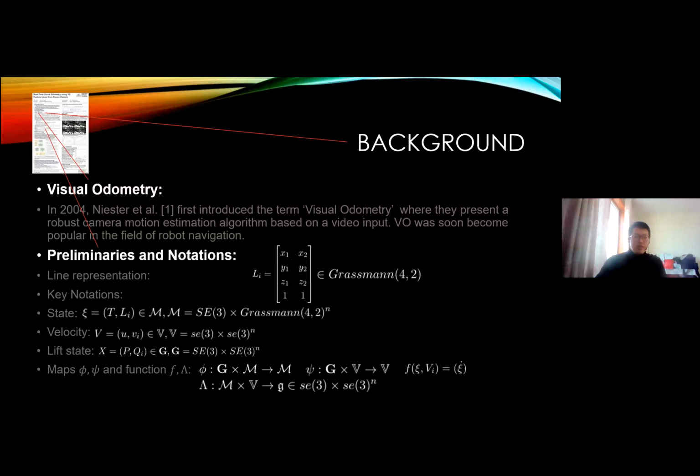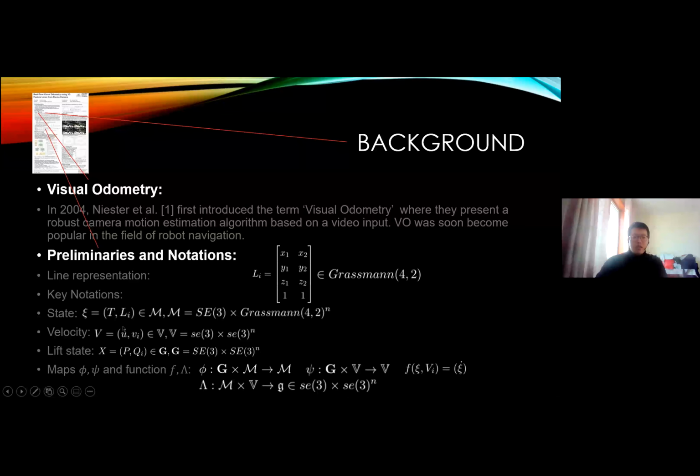For the equivariant kinematic system, some key preliminaries and notations are shown here. First, for the line representation, the lines are represented in the Grassmannian Gr(4,2), which takes 2 points that lie on the line, with additional scale factors. For computational convenience, I set both scale factors to 1. The system state is then composed of the transformation matrix and the lines. So it belongs to a manifold M, where M is actually SE(3) times Gr(4,2) to the power n, where n is how many lines are detected in the environment.